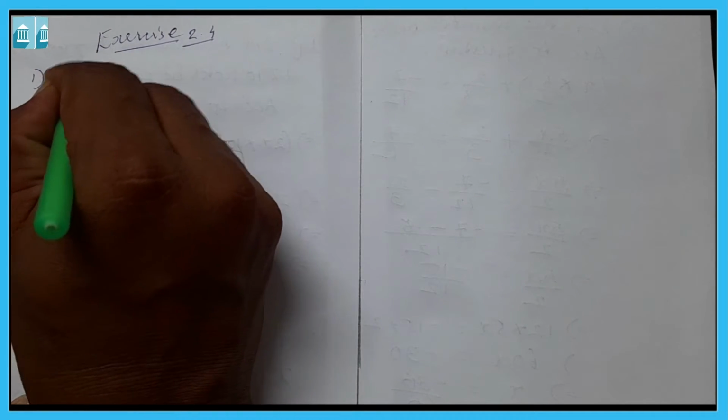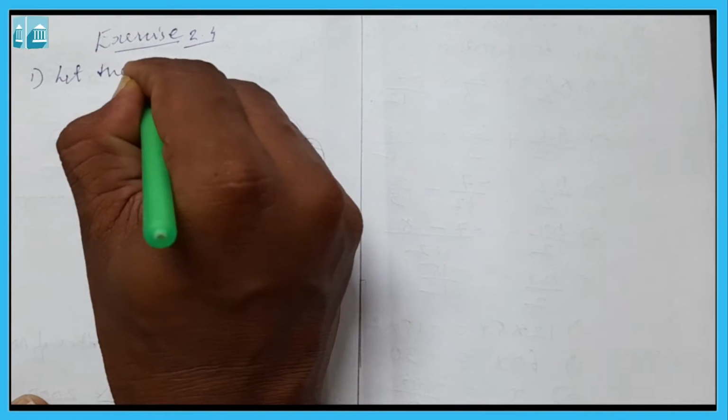Question number 1 says that Amina thinks of a number and subtracts 5 by 2 from it. Then she multiplies the result by 8. The result now obtained is 3 times the same number she thought of. What is the number? So first we have to assume the number.